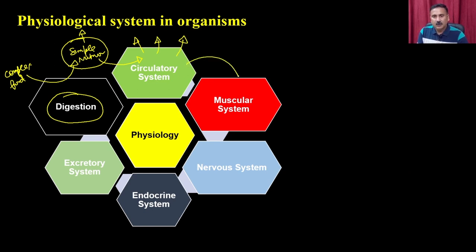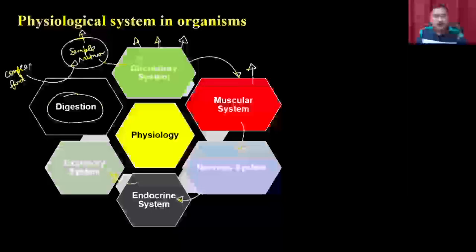That nutrition is also required for the musculatory system to perform locomotion, and it is also required for the nervous system, endocrine system and excretory system. So all these physiological processes are required for maintaining the constant internal environment, and they also help in running the different processes.